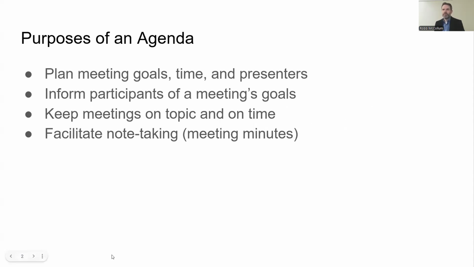So the purpose of an agenda is to help people plan meetings, to make sure that meetings are effective and useful. And so it helps us figure out what the goals of the meeting are, how the meeting is going to be timed out, who's going to present what. And so after this plan has been created, generally an agenda is shared with the participants in the meeting so that they can help accomplish the meeting goals.